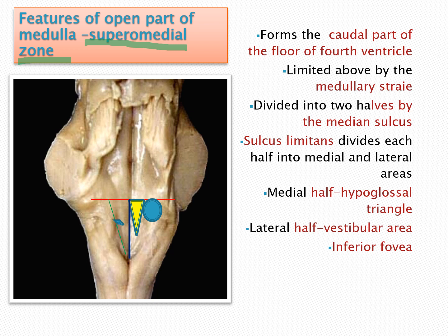Now the inferior fovea is present in the sulcus limitans. Caudal to the fovea, the vagal triangle is present, which will contain the dorsal nucleus of vagus. So these are the open part features that form the superomedial zone, posterior part.